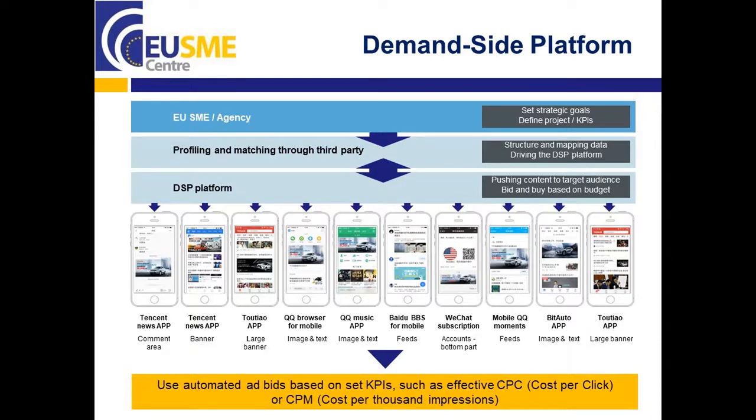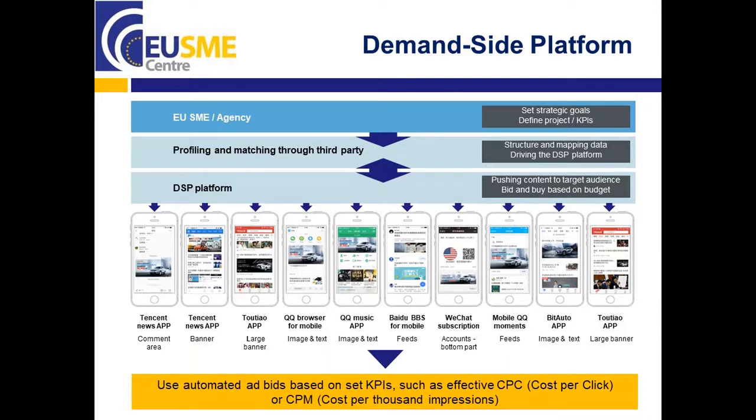And the way DSP works is that the company sets a strategic goal, defining different kinds of project KPIs: who they would like to reach, how many people they would like to reach, how much money they have, what the budget is, and so on. And then there is a third party which profiles and matches different profiles based upon social media, social profiles, to find the people which you as an SME are actually targeting. Which means that when you put an ad, like a banner, online on the internet, it only shows to the people you are interested in. So you're paying less money per click, because people who are interested in you tend to like what you do.